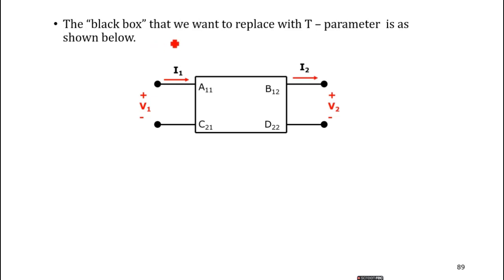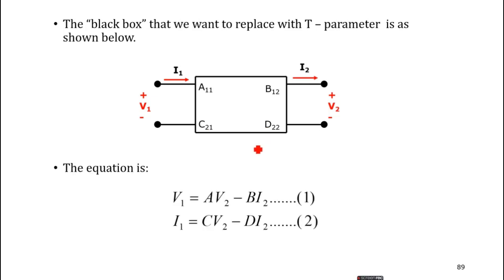So here the black box that we want to replace with the T parameters is as shown in the figure. Assume that it is an equivalent circuit for the transmission line in which the transmission parameters are shown here. They are A 11, B 12, C 21 and D 22. These two are the important equations.